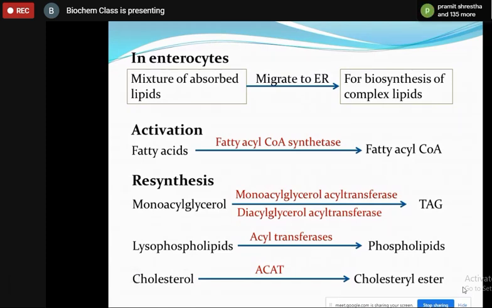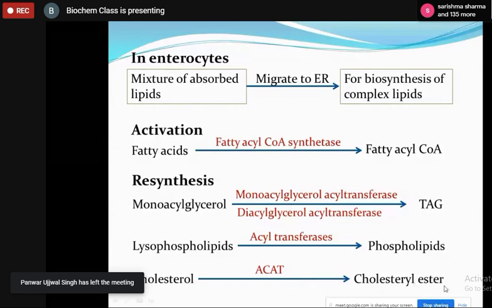In the enterocytes, the mixture of the absorbed lipids migrate to the endoplasmic reticulum, and there is biosynthesis of the complex lipids. This is the summary of all those slides. Firstly, there is activation. The fatty acids are converted to fatty acyl CoA, and then two fatty acyl CoA get esterified to monoacylglycerol, and you get triacylglycerol, and the lysophospholipids are converted to phospholipids, and there is also esterification of one fatty acyl CoA to cholesterol, and you get cholesterol ester.